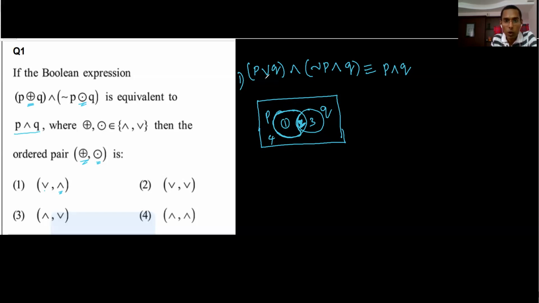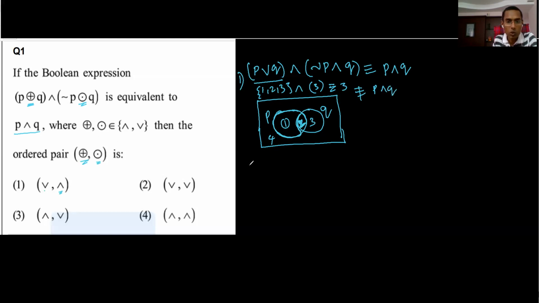Now what is this part? This part is P or Q. That means this first part is 1, 2, 3. P or Q means this whole thing. And this one is Q and not P, which is 3. This part is 3. This part is 1, 2, 3. So now this should give you the intersection of 3, so 3. This 3 is this much only. That means it is not equal to P and Q. Therefore, this is not the answer.